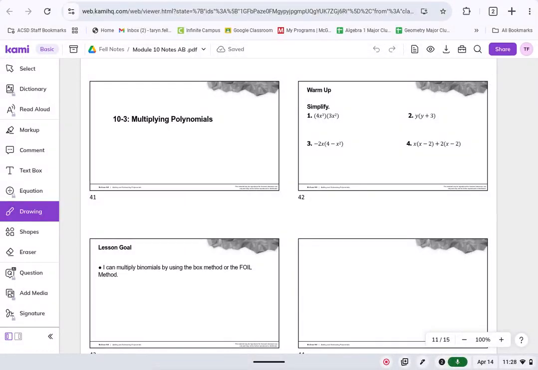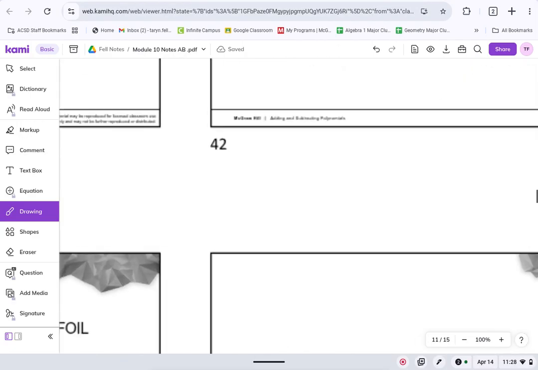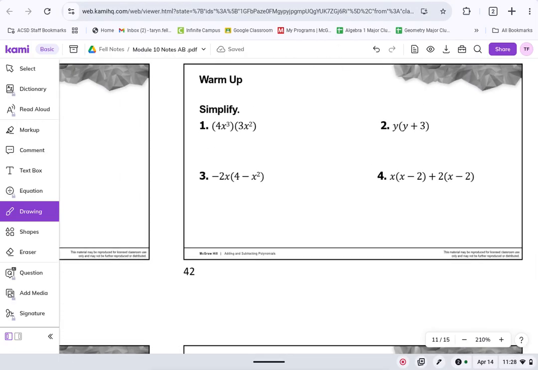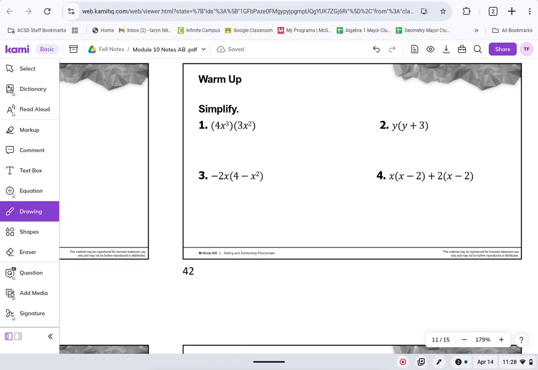All right, today we're going to talk about 10.3, which is multiplying polynomials. So we'll still be using our exponent rules, we'll still be multiplying numbers. For our warm-up today, again, if you want to pause the video, I'm going to go ahead and show you the answers.